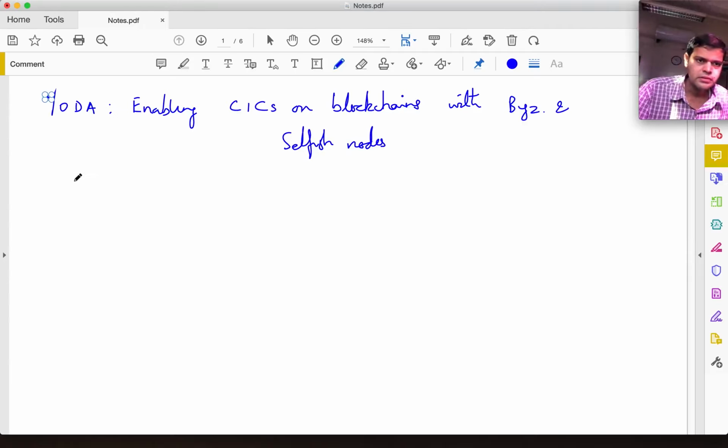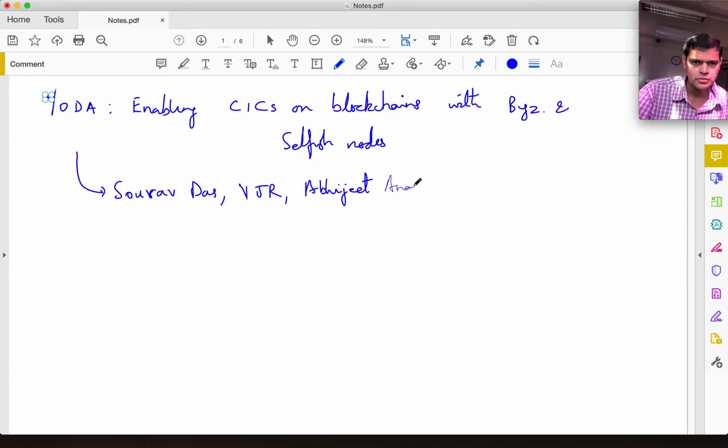So I'm a co-author of this paper, and the first author is Saurav Das. Me and another student, Abhijit Anand. These were two BTech students at IIT Delhi when I was there, and part of this work they did for their BTech project. So you can also be ambitious, those of you who are doing BTech and MTech projects, because this paper appeared in a top tier venue, NDSS 2019.